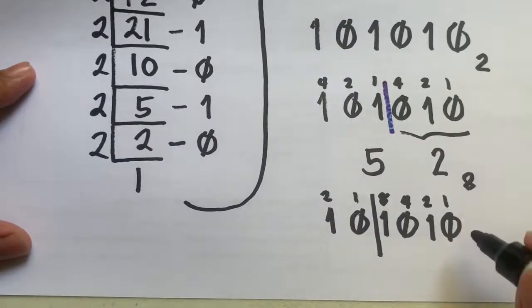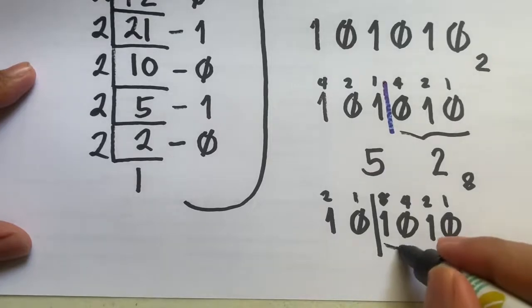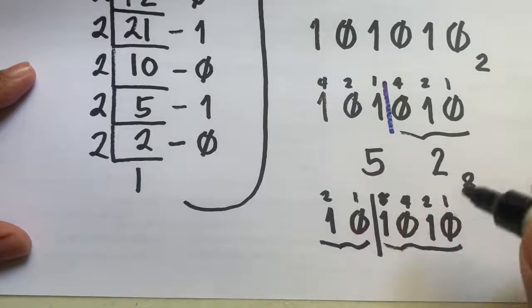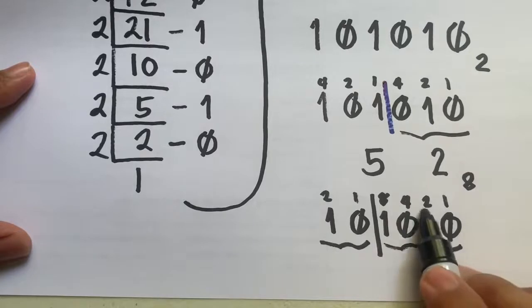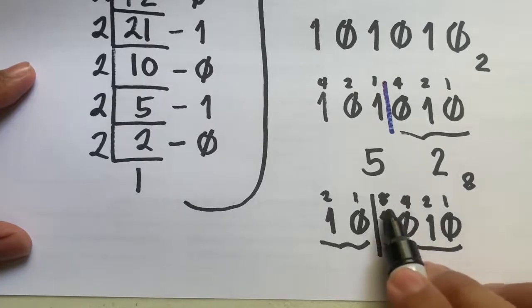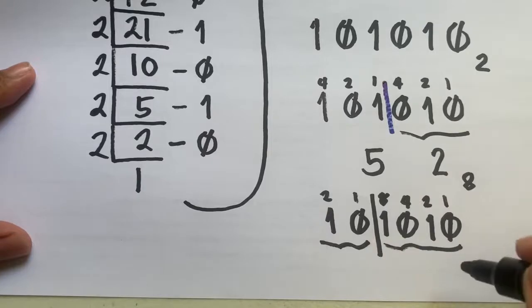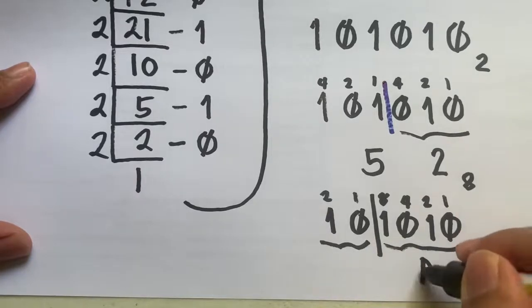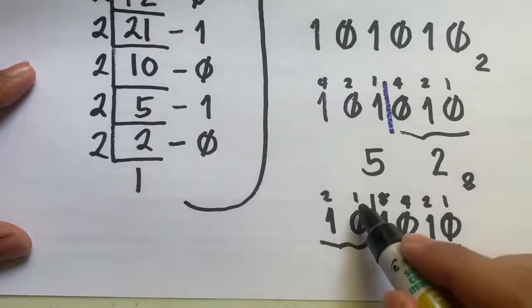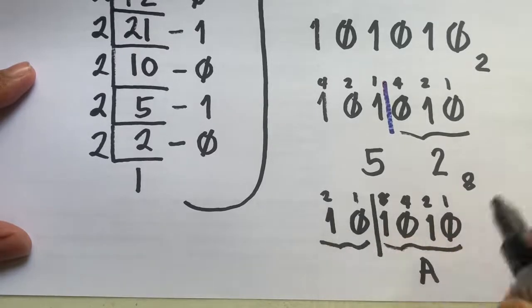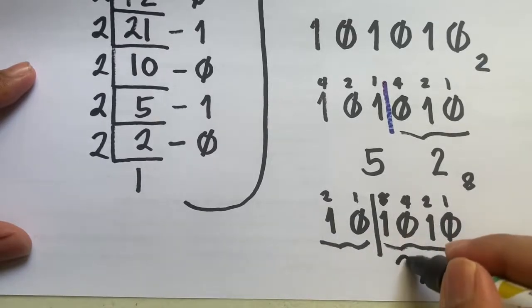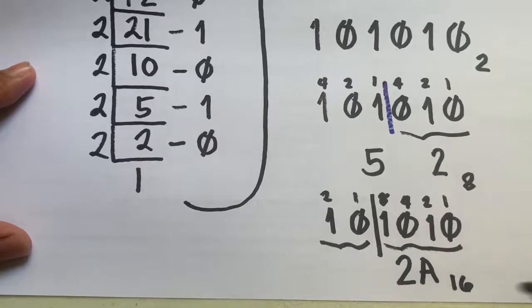Again, we follow the same procedure. For each group, we add the numbers which are opposite a 1. So in here we have 2 plus 8, which is 10. But we know that in hexadecimal, 10 is represented by the letter A. And then we have here 2. So we have 2A as the hexadecimal equivalent.